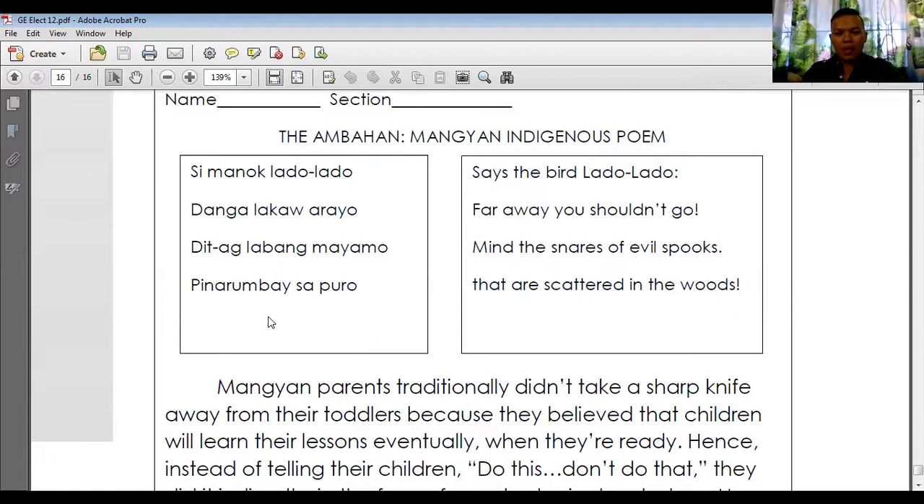Mangyan people, they don't do like that. They believe in learning by doing. The Mangyan have this kind of learning.